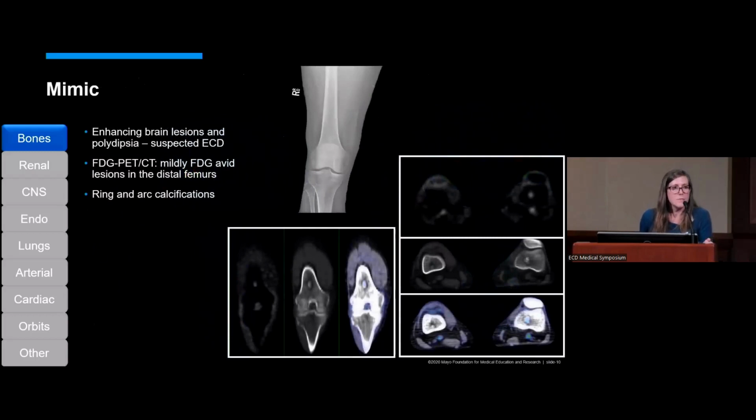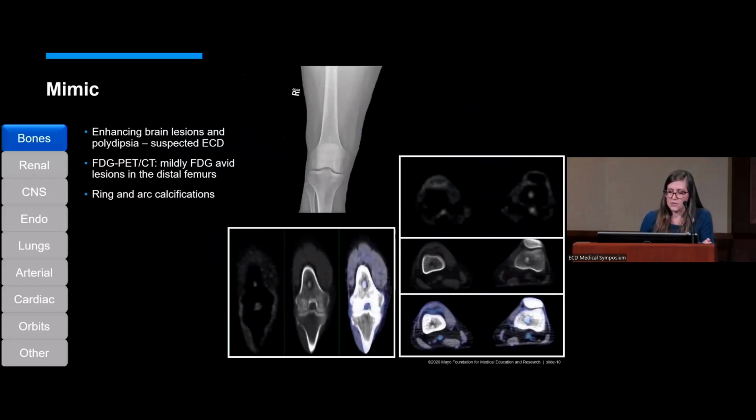Next, we'll move on to some mimics in the bones. This patient had enhancing brain lesions and polydipsia, so there was suspicion for Erdheim-Chester disease. They underwent a FDG PET CT, which demonstrated some mildly FDG avid lesions in the distal femurs.